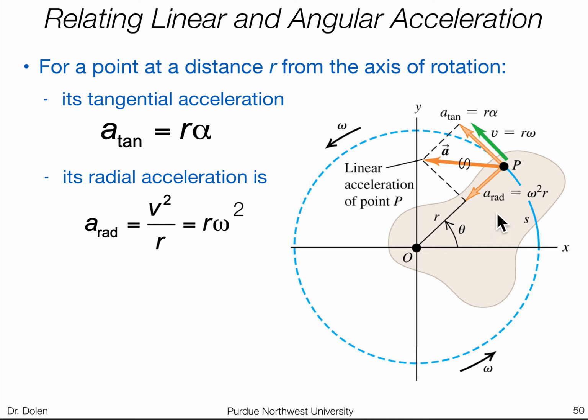So if I'm spinning, I always have a radial acceleration, and if I'm spinning faster or slower, I have tangential acceleration, right? If I have alpha, if I have angular acceleration, I'm going to have tangential acceleration. Or if I have angular velocity, I'm going to have radial acceleration, right? Okay.